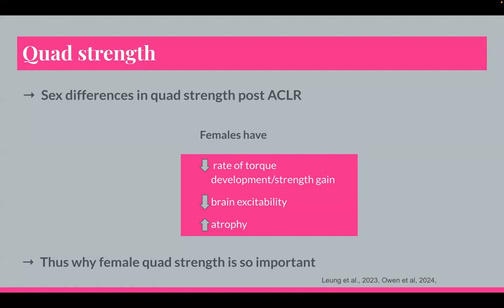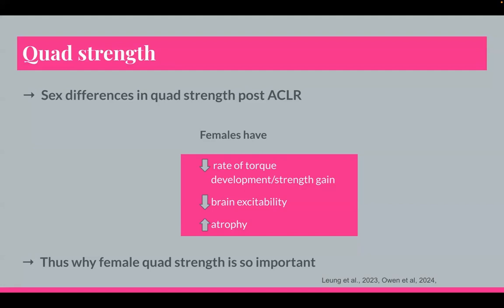Females also have decreased brain excitability. Decreased brain excitability is a central mechanism that contributes to quad weakness after ACL surgery, and atrophy, going on to the third point, is a potential mechanism that contributes to quad weakness after ACL surgery. Females are worse off than males in both of these, unfortunately.